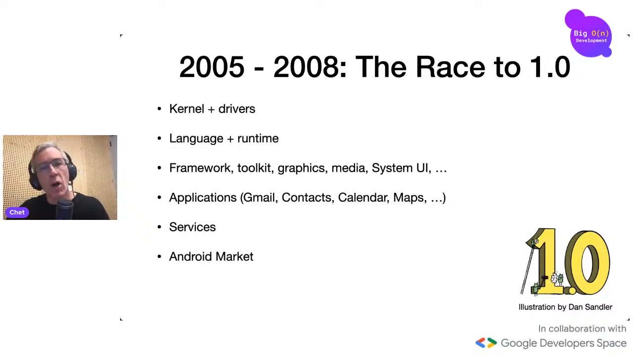And then Android Market came into being, again, from the early days. They wanted there to be a marketplace where developers could easily write an application, upload it to a store, and then have users anywhere in the world download these applications.